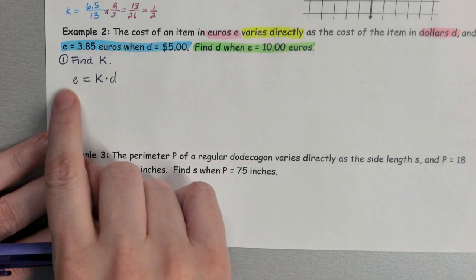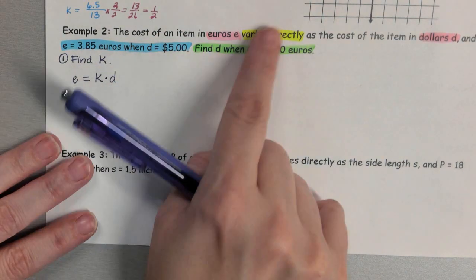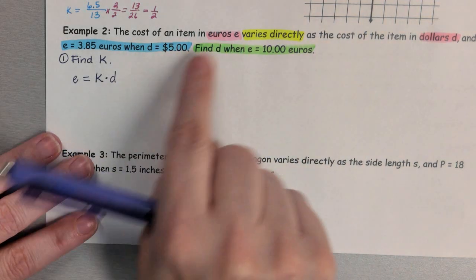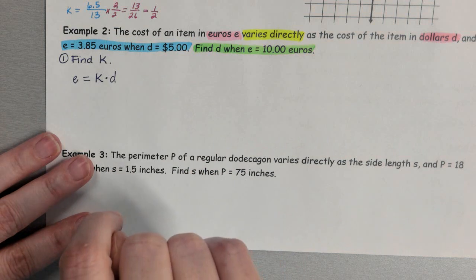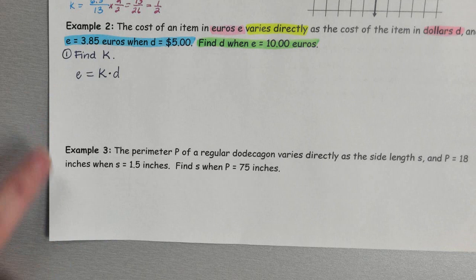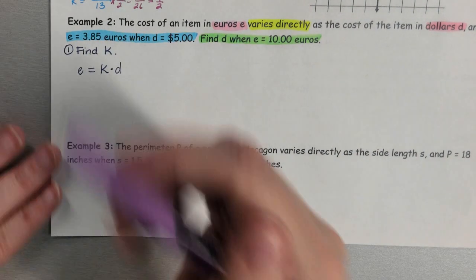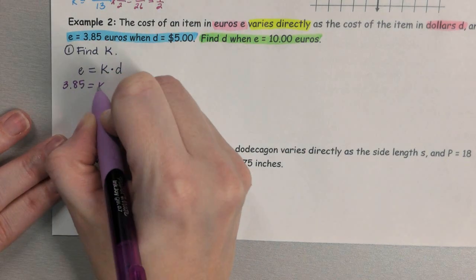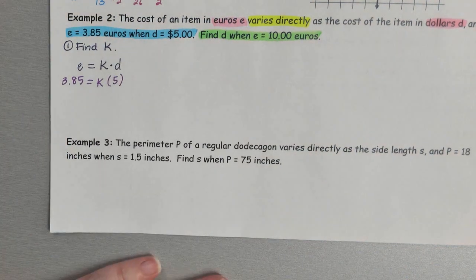So it's the same setup, except instead of Y, we have E, and instead of X, we have D. And it just goes in order. So whatever's given first is your Y. Whatever's given second is your X. Okay? And then we're going to solve this for K using this pair. Okay, so we're going to have 3.85 equals K times, and then we can just leave it as 5.